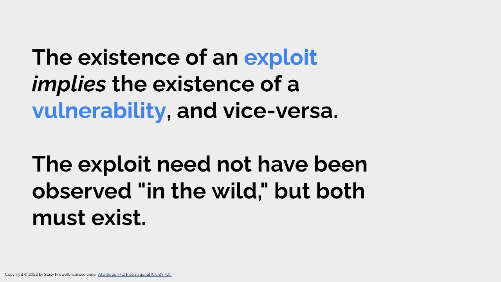The important part is the existence of an exploit implies the existence of a vulnerability, and the reverse of that is true too. If you have a vulnerability, that means there is an exploit, right? It's not enough to just have a vulnerability. You can't have a vulnerability without an exploit, right? It's not vulnerable. It's just a weakness. The exploit need not have been observed in the wild, but it must exist. A security researcher may have come to you and said, here's some code that causes a bad thing to happen. You're like, oh, well, that's the exploit. And then it's using a vulnerability, and I'll add it to the CVE.